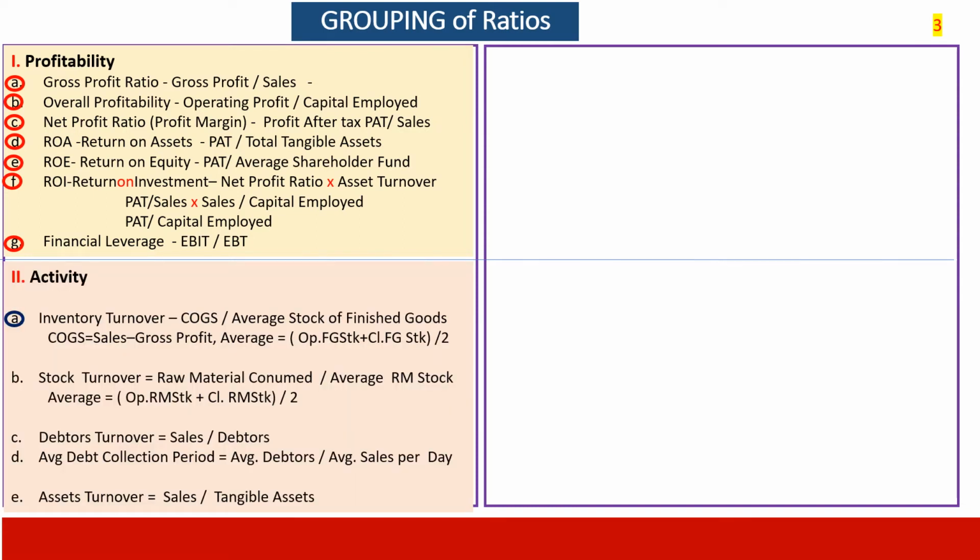Under activity ratios, all related to turnover, how many times inventory is turned over as related to cost of goods, stock turnover as related to average raw material stock and material consumed, debtors turnover as to how many times the cycle of debtors into collection and sales goes on, average debt collection period, and assets turnover, how many times the total tangible assets of the company have been turned over in terms of the speed of operations.